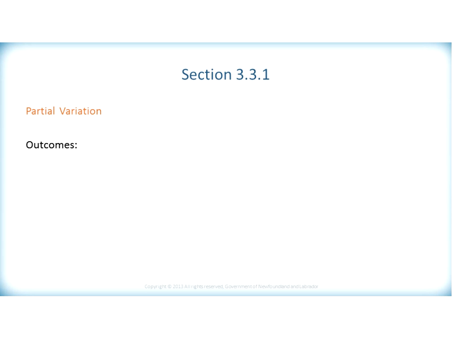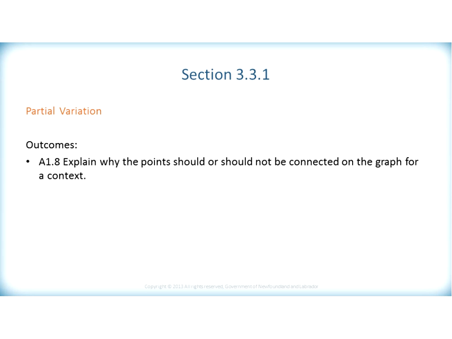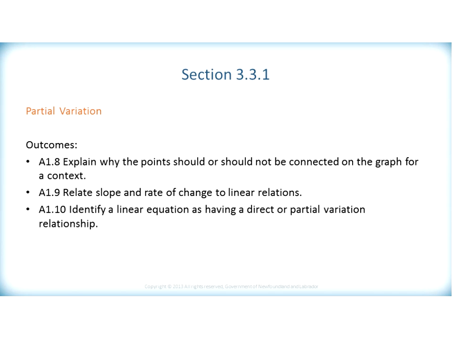So the outcomes, much like in the last lesson, we're going to explain why the points should or should not be connected on the graph for context. Relate slope and rate of change to linear relations. Identify a linear relation as having a direct or partial variation relationship.